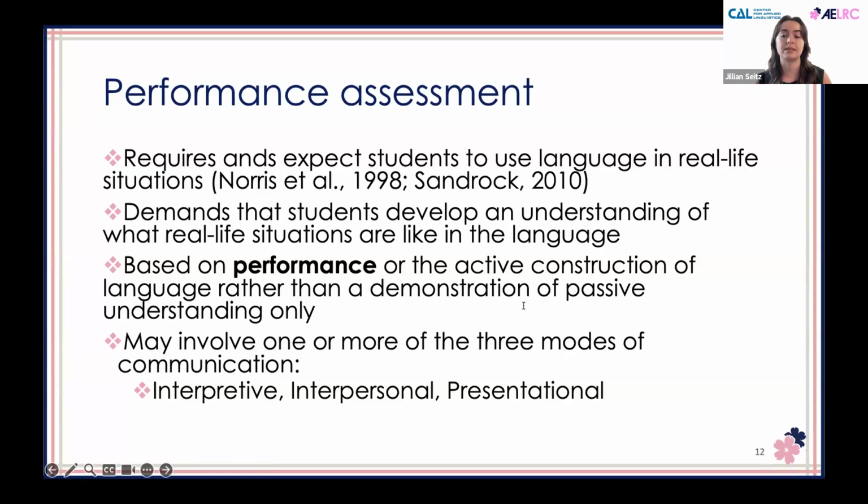Typically, performance assessments involve one or more of the three communicative modes. Interpretive communication, which involves one-way communication where the learner is receiving information. It can be interpersonal communication, which involves two-way communication between two individuals. Or presentational communication, where the learner is engaged in one-way communication and is the one transmitting a message.